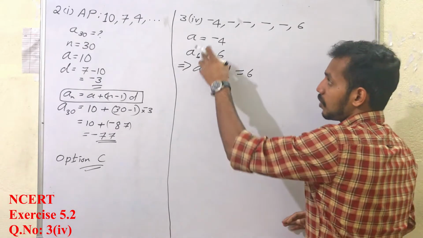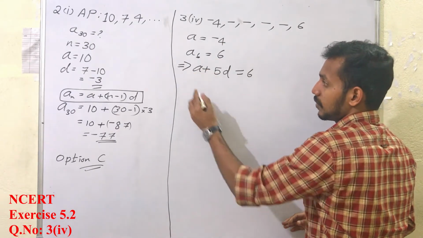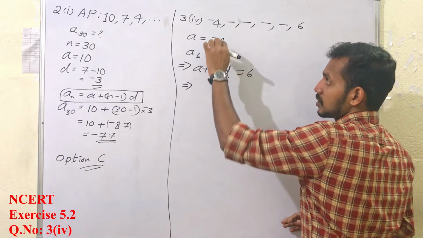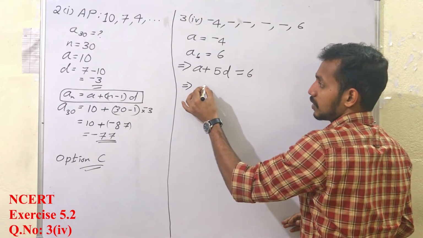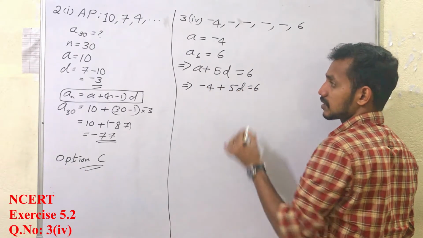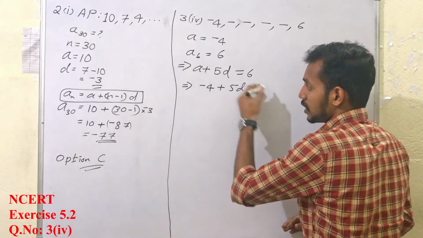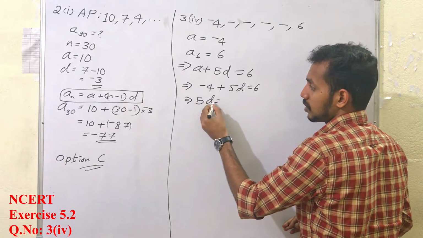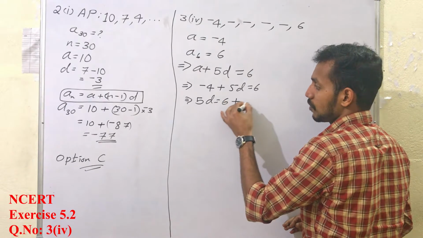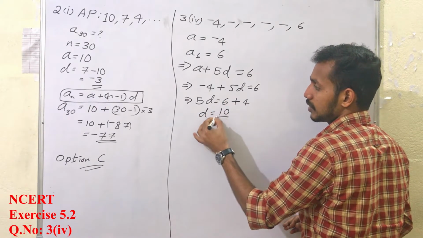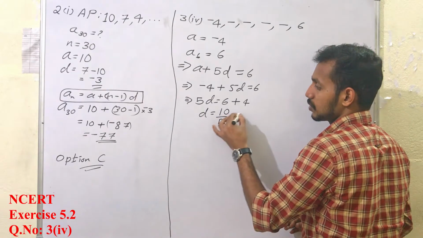Substitute the value of a in this equation. What will we get? What is the value of a? a is equal to minus 4. So we get minus 4 plus 5d is equal to 6. Minus 4 taken to the other side, that implies 5d is equal to 6 plus 4, then d is equal to 10 divided by 5, which is equal to 2.